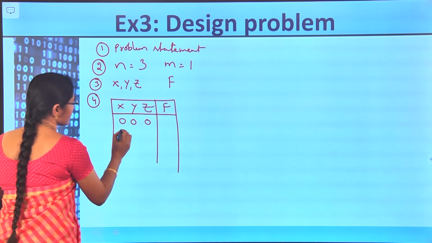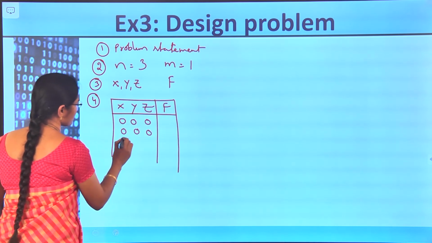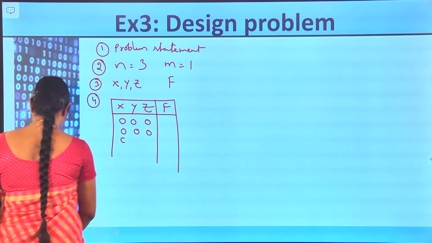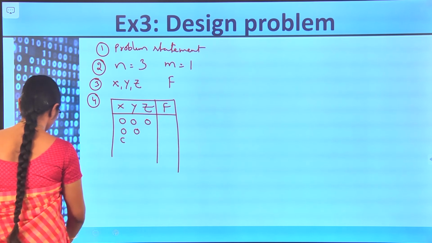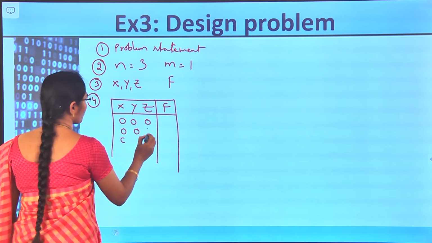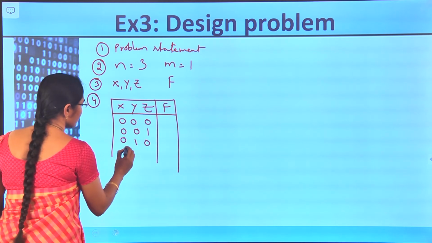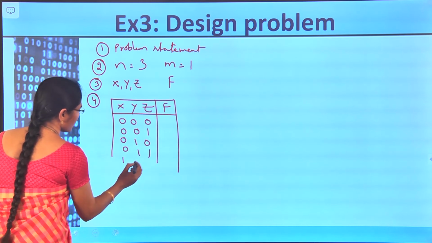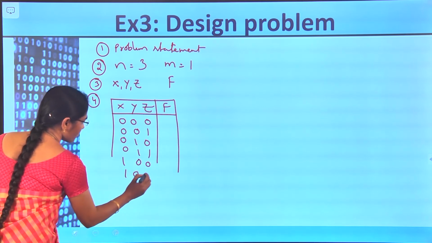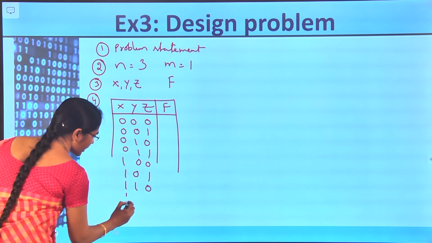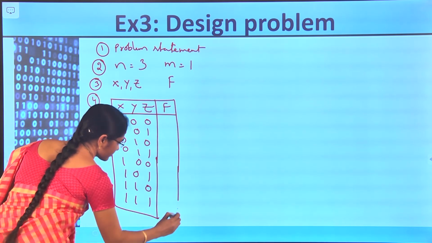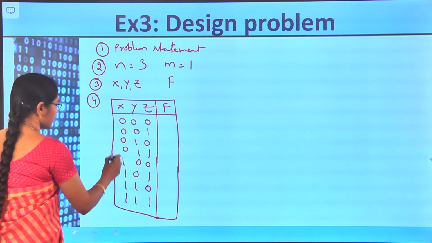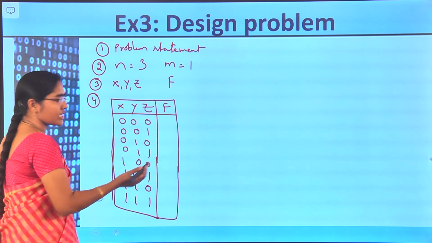Those 8 combinations start with 0 0 0, then 0 0 1, 0 1 0, 0 1 1, 1 0 0, 1 0 1, 1 1 0, and 1 1 1 is the last combination. Okay, that is our truth table. Then what is f?